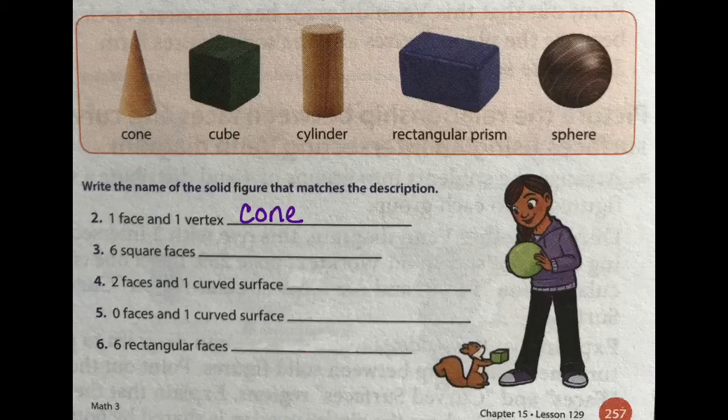Because I'm going to read these a little faster, because this is like a review, this bottom part. Number three, six square faces. Which of those figures has six square faces? Now remember, the key word is square faces. What do you think? If you said the cube, you are correct. It is the cube.